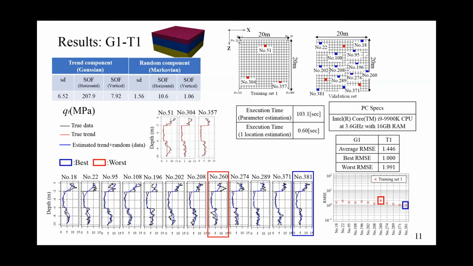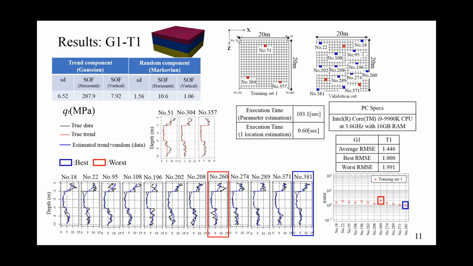And the estimated one is this blue line, and the red line indicates the true one. And its RMSE ranges from 18 to 381. This is the largest RMSE and the smallest RMSE. So this is the largest one, the worst case, and this is the best case. And computation time is around 1 minute.